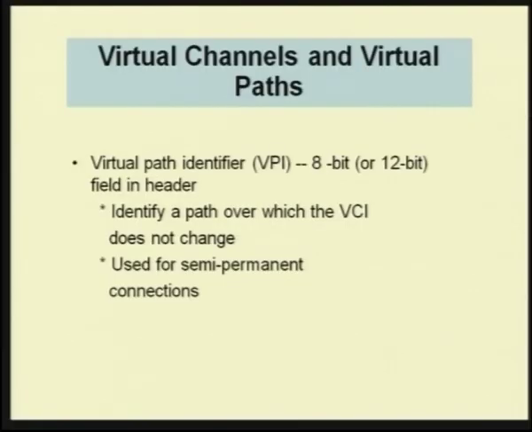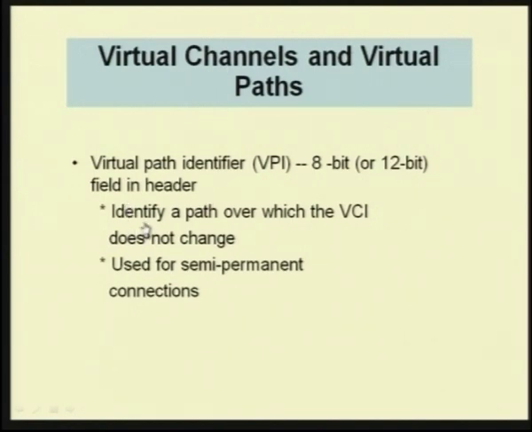Now, the virtual path is identified by means of a virtual path identifier. This virtual path identifier is either an 8-bit field or a 12-bit field in the header. The reason we have two different sizes, 8-bit or 12-bit, is because there are two different formats supported, which are used for two different purposes. So we may have either an 8-bit VPI or a 12-bit VPI.